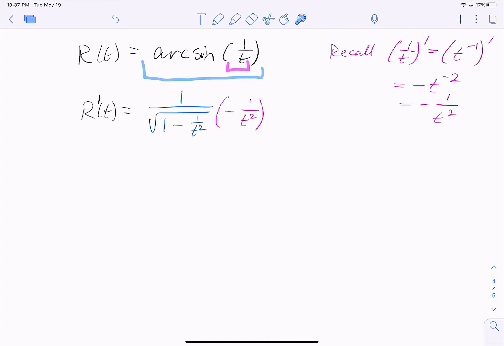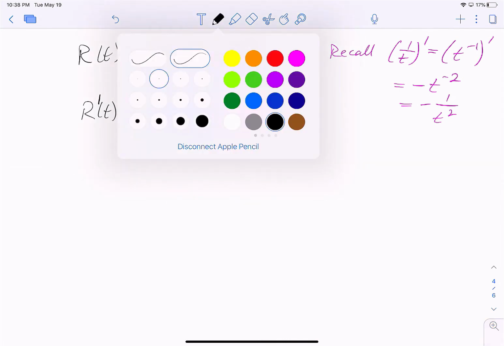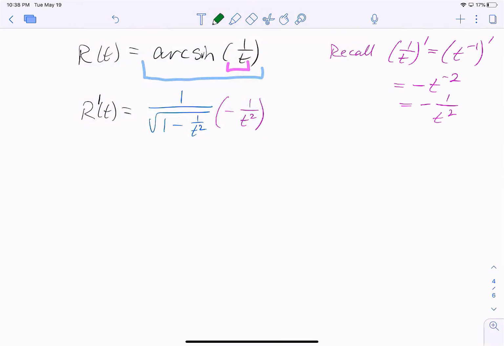Now, I didn't get very far here because there are subtleties that I wanted to go over with you. First, the derivative of the arc sine function is 1 over the square root of 1 minus the argument squared. The argument squared is 1 over t squared, times the derivative of the inside function 1 over t. We are using the power rule, and so we have times negative 1 over t squared. I want to make a note right now that I'm going to refer to in a little while. The denominator here is the square root of 1 minus 1 over t squared. And then the factor here is negative 1 over t squared.